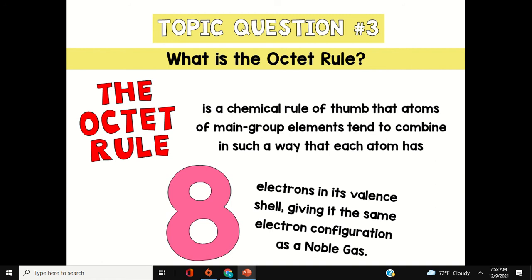So topic question number 3, once again, what is topic question number 3? What is the octet rule? The octet rule is a rule of thumb that says that the atoms of main group elements combine in a way that each atom has 8 electrons in its valence shell, giving it the same electron configuration as noble gases.